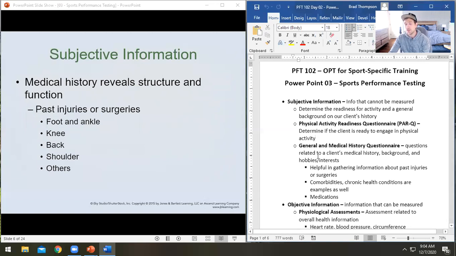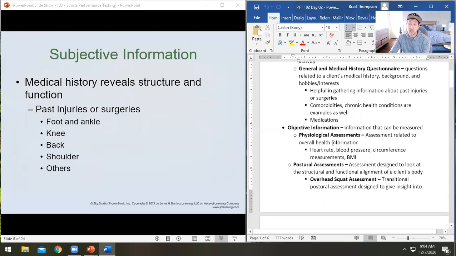Now, another part of our subjective information is the general and medical history questionnaire, which has general questions about your general and medical history. So they're related to your medical history, your background, hobbies and interests. We're going to ask about certain injuries, especially in the athletics world, because there's no athlete out there who's never gotten hurt before. But it's really helpful to gather information about any nagging injuries or any surgeries or anything like that.